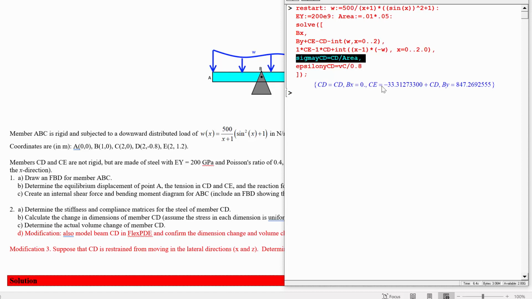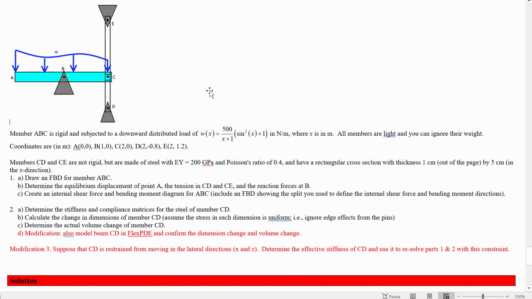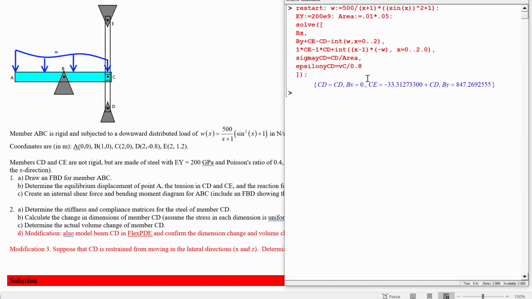So now we've got the stress in terms of the force, and we've got the strain in terms of the displacement of point C. And the next thing we need is Hooke's law. So Hooke's law will tell us how the stress and strain in this material are related. And that is that sigma y CD is equal to EY times epsilon CD.